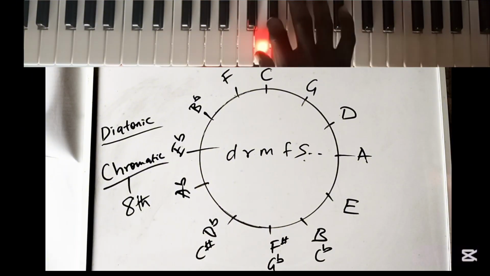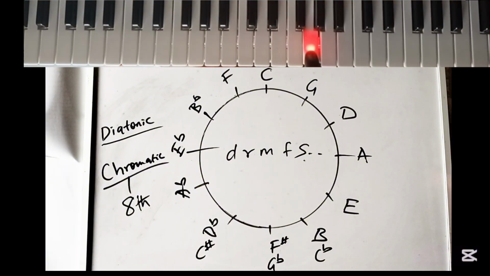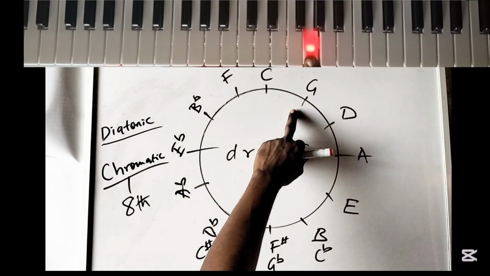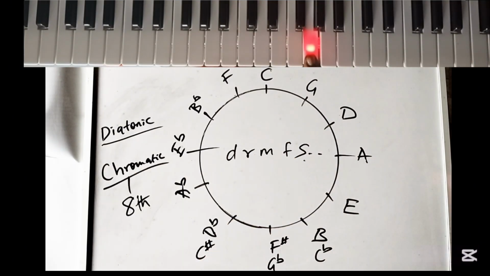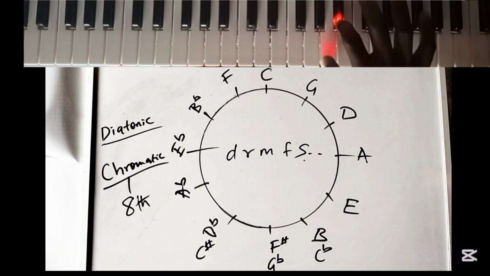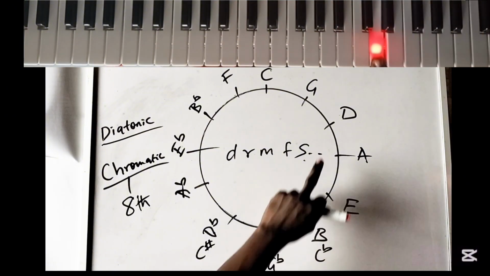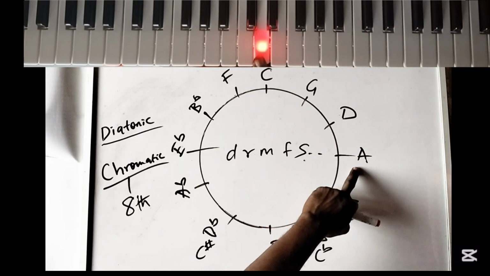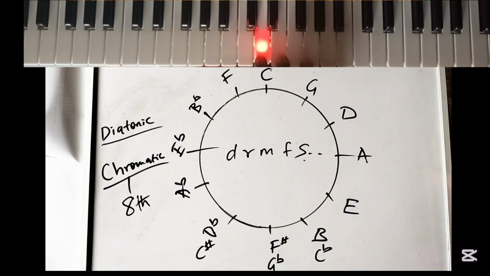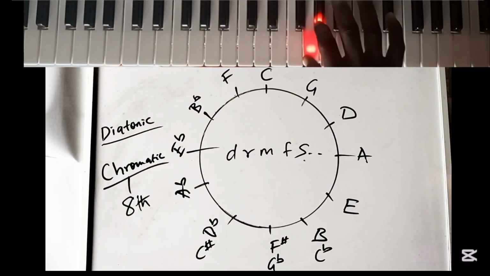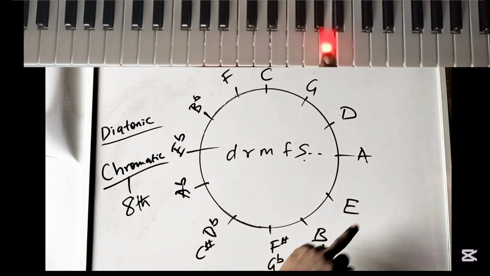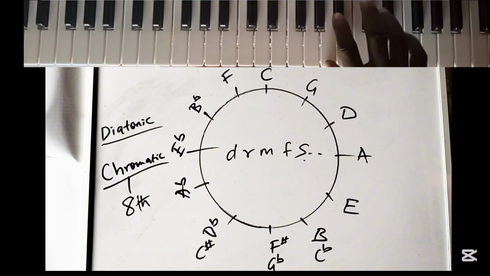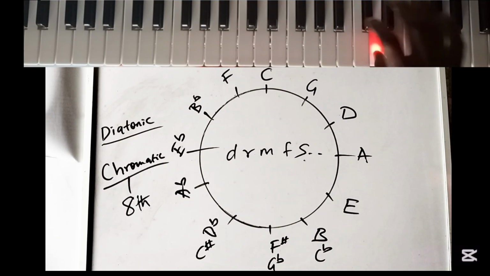1, 2, 3, 4, 5, 6, 7, 8. You see, we land at G. From G to D, we will still count chromatically the 8. 1, 2, 3, 4, 5, 6, 7, 8. We get to D. From D to A, we will have 1, 2, 3, 4, 5, 6, 7, 8. We'll still get 8. From A to E, we'll still get 8. 1, 2, 3, 4, 5, 6, 7, 8.